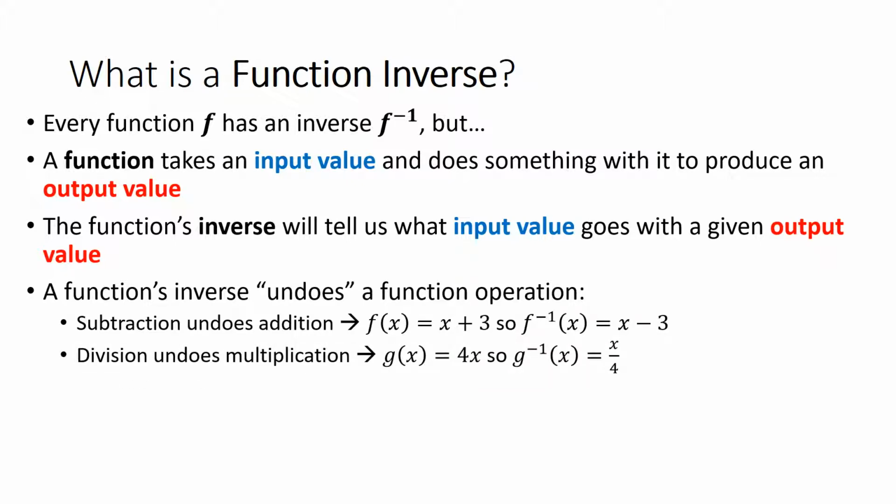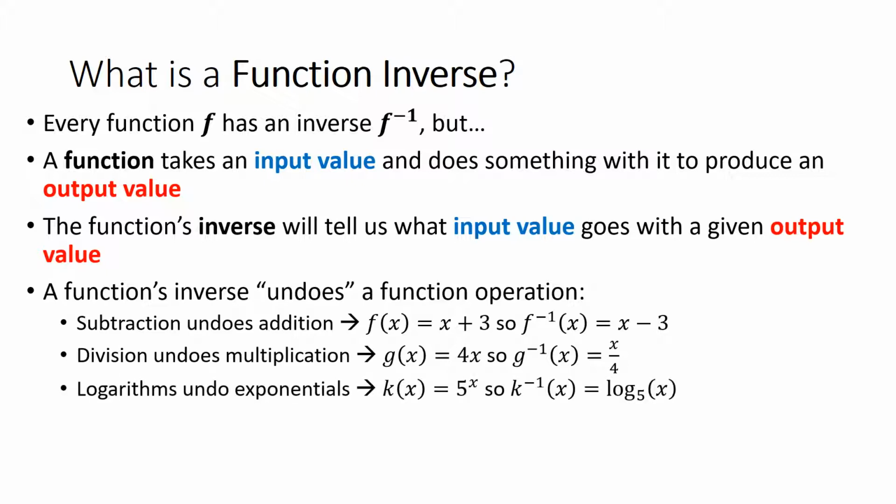Division undoes multiplication. So if g of x is 4 times x, g inverse will be x divided by 4. Logarithms undo exponentials. If k of x is 5 to the power of x, then the inverse is going to be logarithm to the base 5 of x. These are all opposite operations that undo one another.